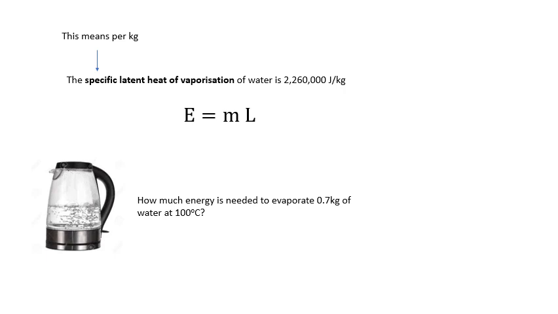Here's a little sum we can have a go at. How much energy is needed to evaporate 0.7 kilograms of water, which is already at 100 degrees centigrade? And the answer is, E equals mL, so 0.7 times the latent heat of vaporization, and that's the answer.